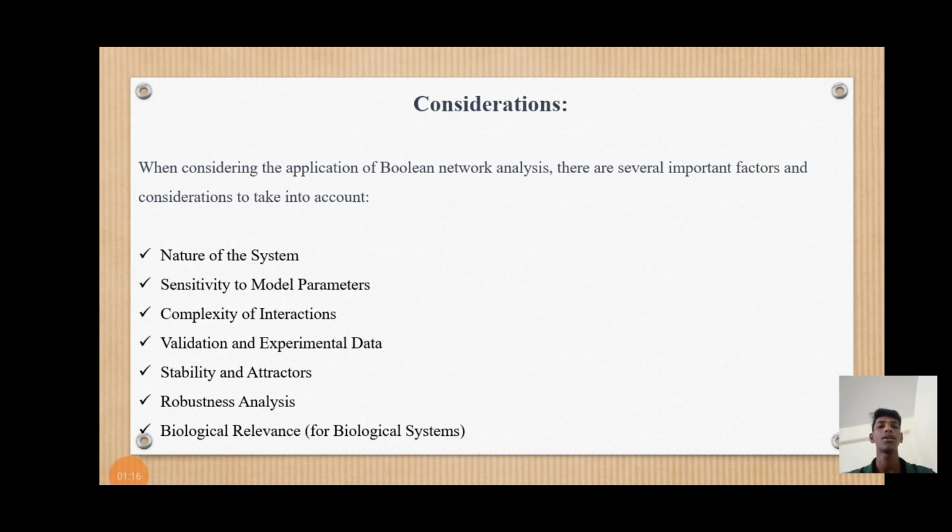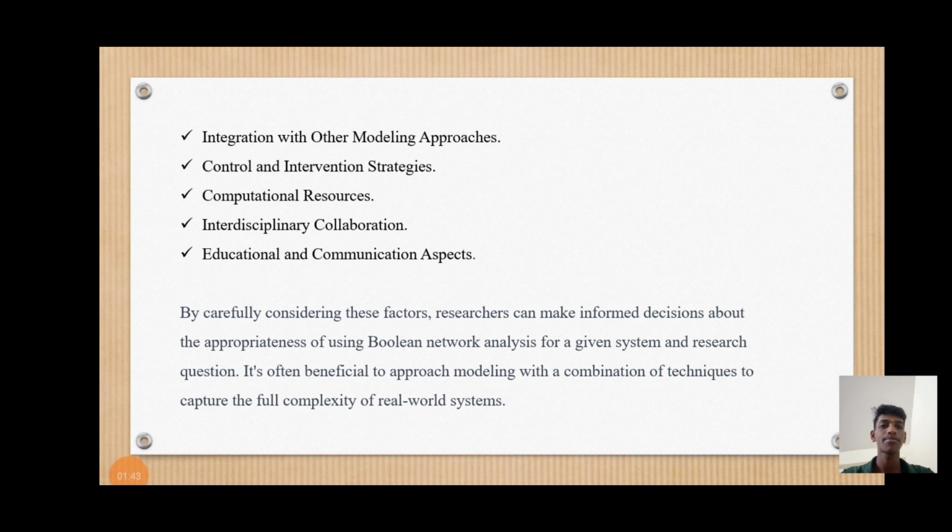Considerations. When considering the application of Boolean network analysis, there are several important factors to take into account: nature of the system, sensitivity to model parameters, complexity of the interactions, validation and experimental data, stability and attractors, robustness analysis, biological relevance for biological systems, integration with other modeling approaches, control and intervention strategies, computational resources, interdisciplinary collaboration, educational and communication aspects.